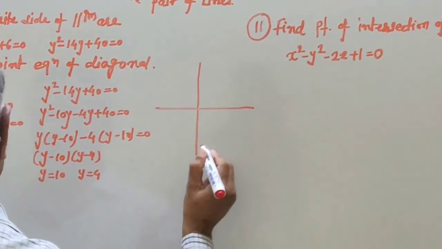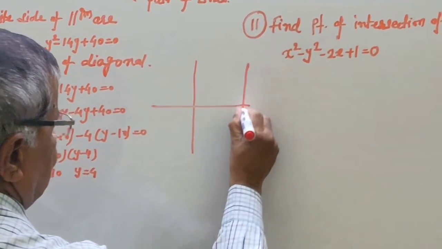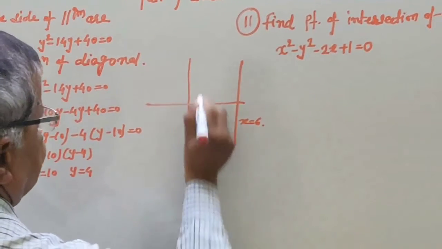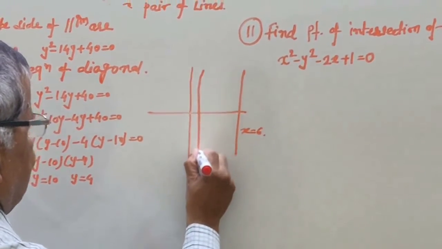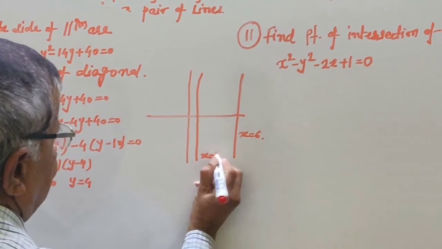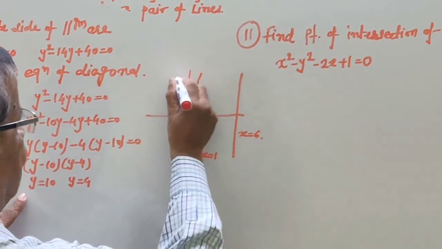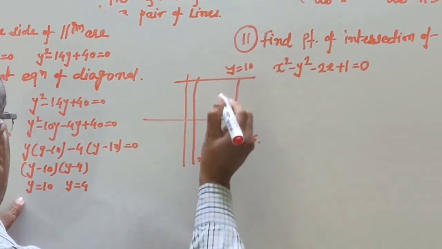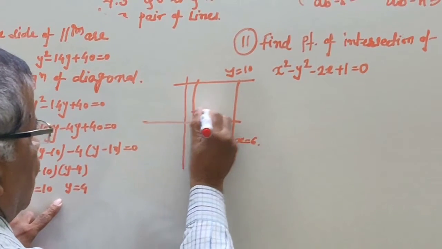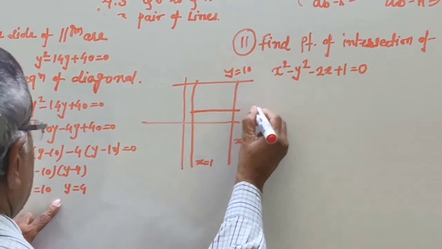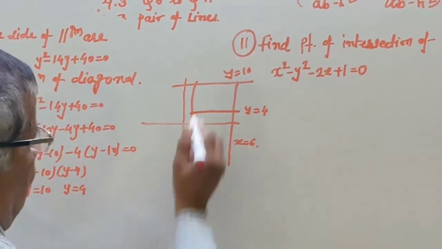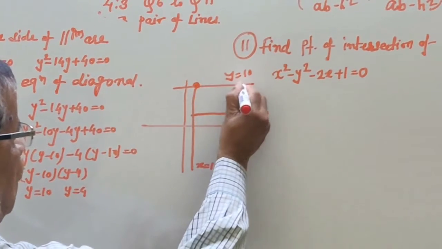Now if I plot the graph of this, x is equal to 6 is this line and x is equal to 1 is this line. Roughly you can draw. Y is equal to 10 is this line and y is equal to 4 is this one. Now I must get these points.